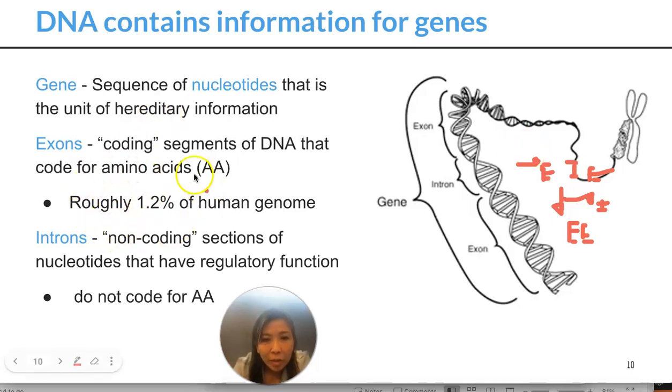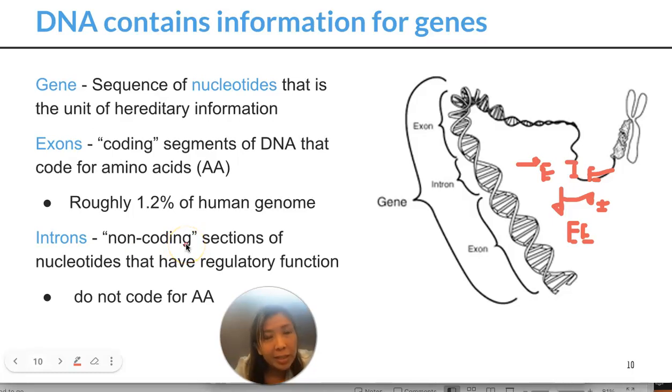Exons are only roughly 1.2% of the human genome, meaning all the genetic information in genes is 1.2%. What does that mean? Does that mean all the other stuff we have is useless? Why do we have so much other information? Well, exon is the coding region because it codes for the information we actually need to make amino acids.